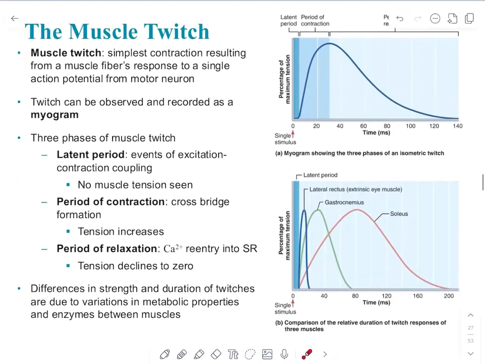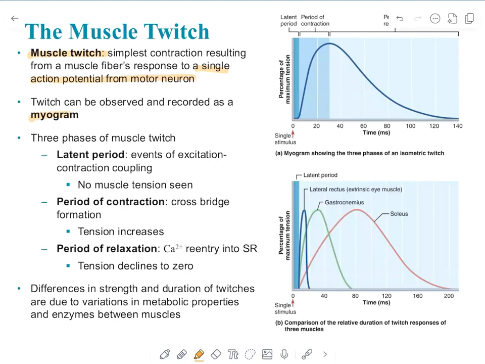Now, when we measure this, for example, in a laboratory, the graph that you can see on your right is what we would see recording a simple muscle twitch. That's the simplest contraction, resulting from a muscle fiber's response to a single action potential from a motor neuron. It's not what we would normally see because there's going to be many action potentials that stimulate muscle fibers in our body. But regardless, that twitch is observed in what's called a myogram.